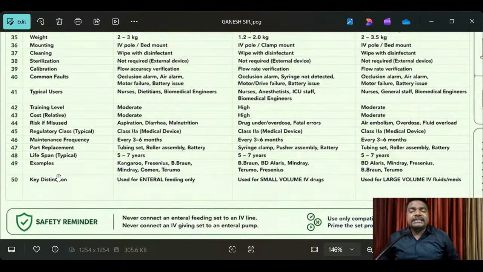Now the 49th point: examples. I'm going to show you what companies are there. Listen carefully to what I'm saying here. Because of all this information, if anybody asks you for advice on buying equipment, you can refer to these companies. Here are comparison examples of companies. For feeding pumps: Kangaroo, Fresenius, B. Braun, Mindray, Comen, Thermo. These are the top companies available in the market. For syringe pumps: B. Braun, BD Alaris, Mindray, Thermo, Fresenius. Next, for infusion pumps: BD Alaris, Mindray, Fresenius, B. Braun, Thermo.